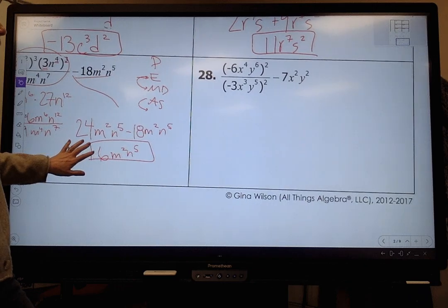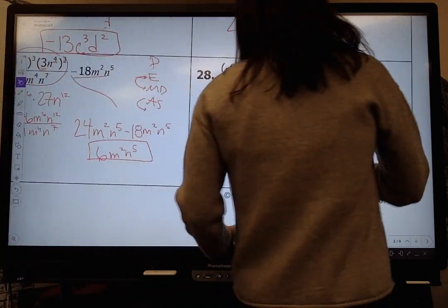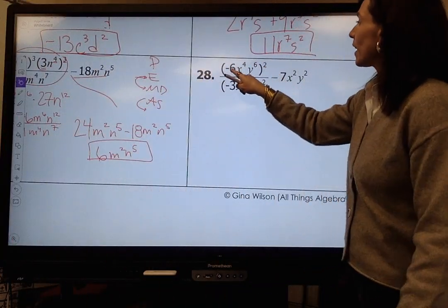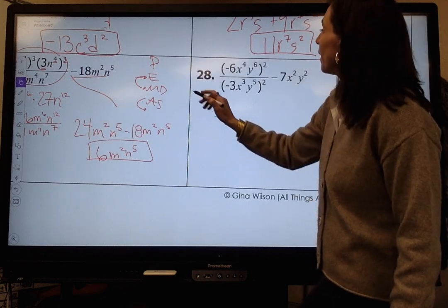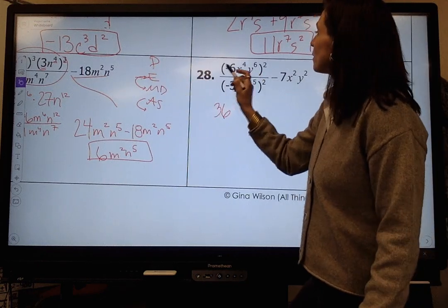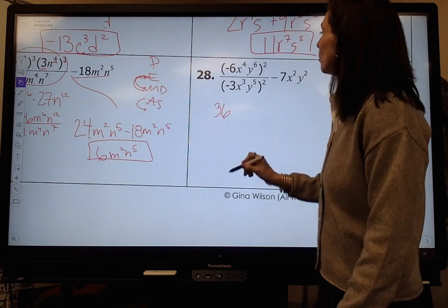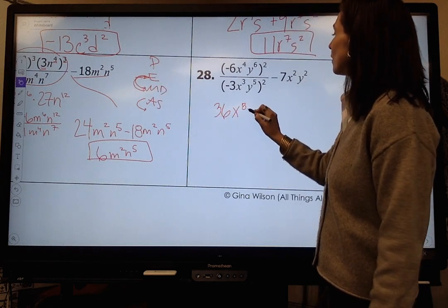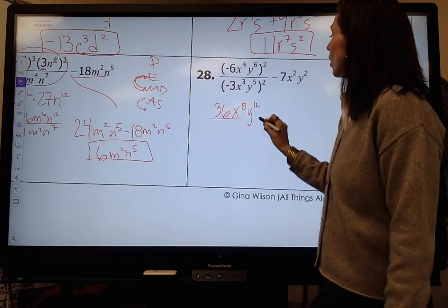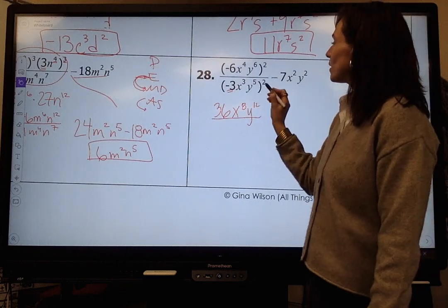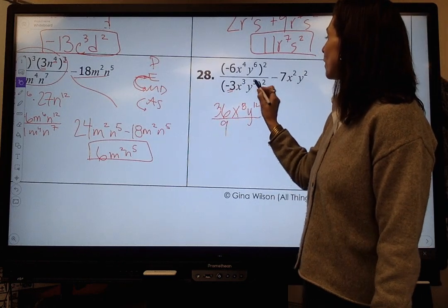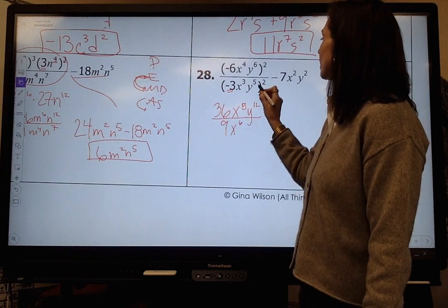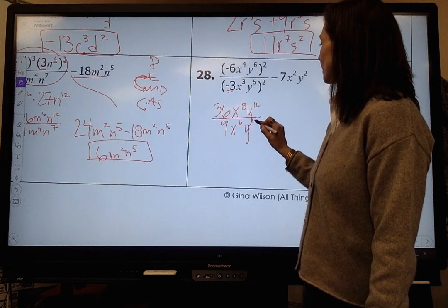All right, let's take a look at number 28. So I have negative 6 squared. Negative 6 squared is a negative 6 times a negative 6, which is 36. And that's an exponent rule. So my exponents that are a step behind are going to multiply, and I get x to the 8th, y to the 12th, all over negative 3 squared, which is negative 3 times negative 3, which is positive 9. And then I multiply 3 times 2 is x to the 6th, 5 times 2 is y to the 10th.